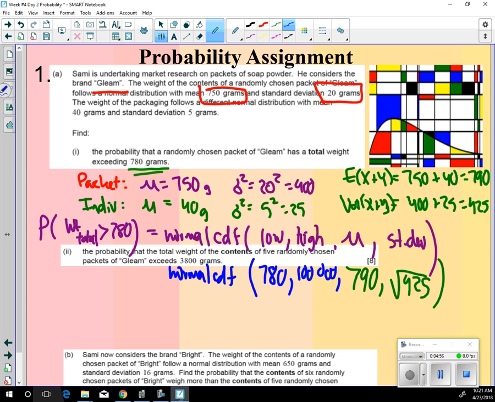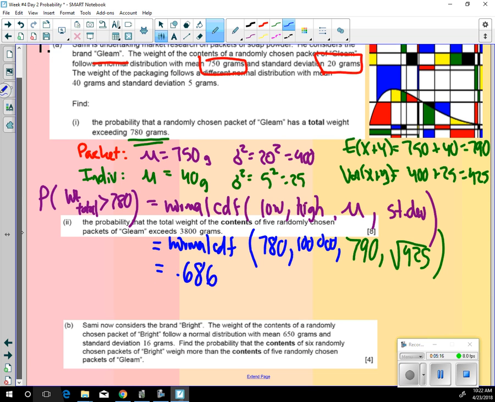Could you take your calculator and do this right now? And everybody got 0.686. That's a 68% chance, 69% chance that that will happen. The weight is greater than that. So that's part I. Let's do the next one.